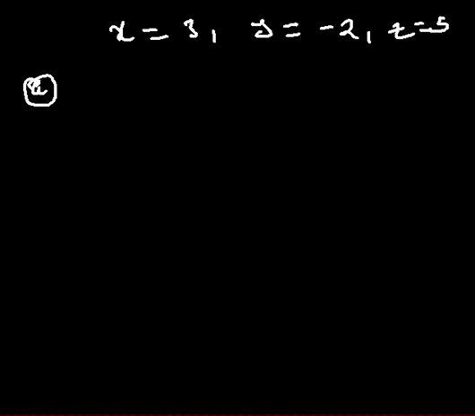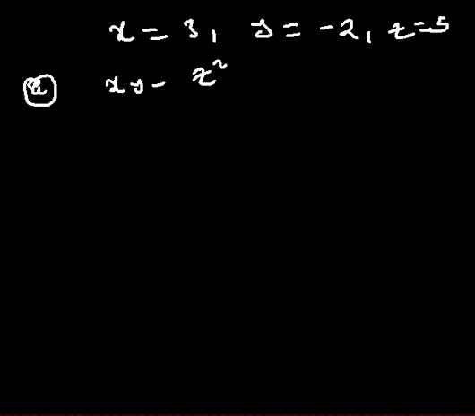Now let us see how we can evaluate the algebraic terms. Let's say we have x given as 3, y given as -2, and z given as 5. How should we evaluate the following? Let's say we have xy minus z square. How do you think we can evaluate this?